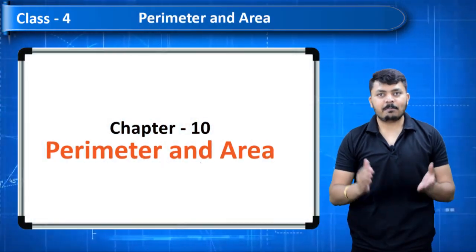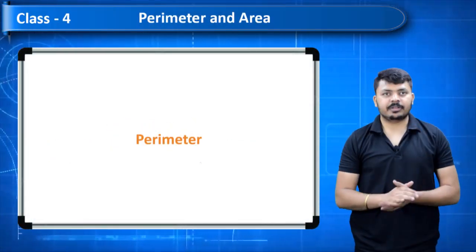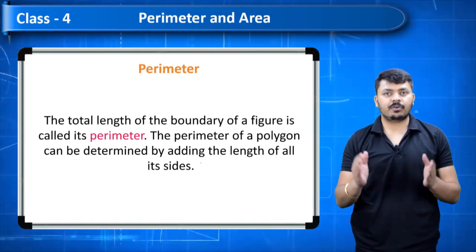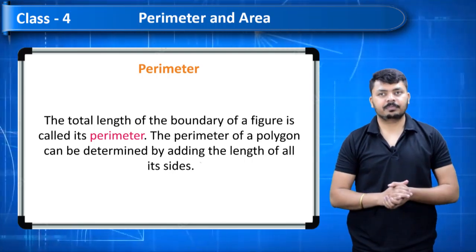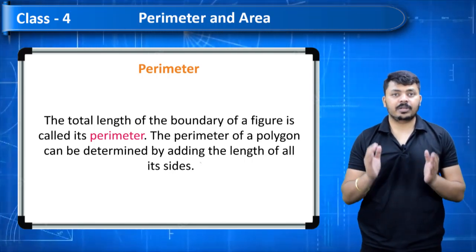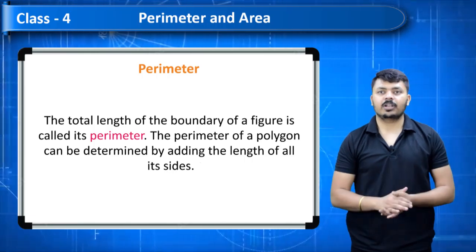Chapter number 10, Perimeter and Area. Perimeter. The total length of the boundary of a figure is called its perimeter. The perimeter of a polygon can be determined by adding the length of all its sides.